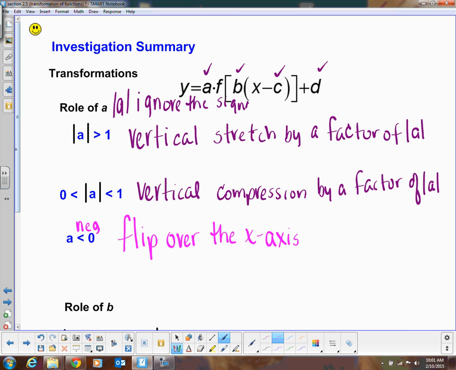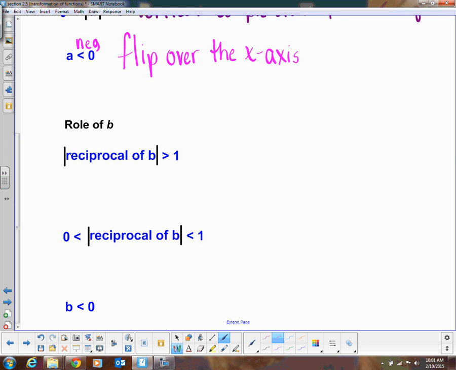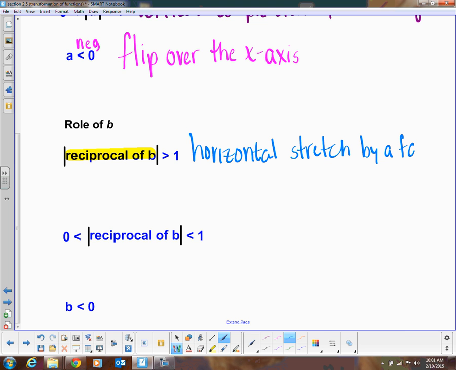So now let's go to B. We are going to look at the reciprocal. And I want you to think reciprocal for B so that you can follow kind of the same rules as for A. If the reciprocal of B, again ignoring the sign, is greater than 1, it is no longer vertical, but it is a horizontal stretch. Now, this means we're getting farther from the y-axis. Horizontal stretch by a factor, and the factor is the reciprocal of B.